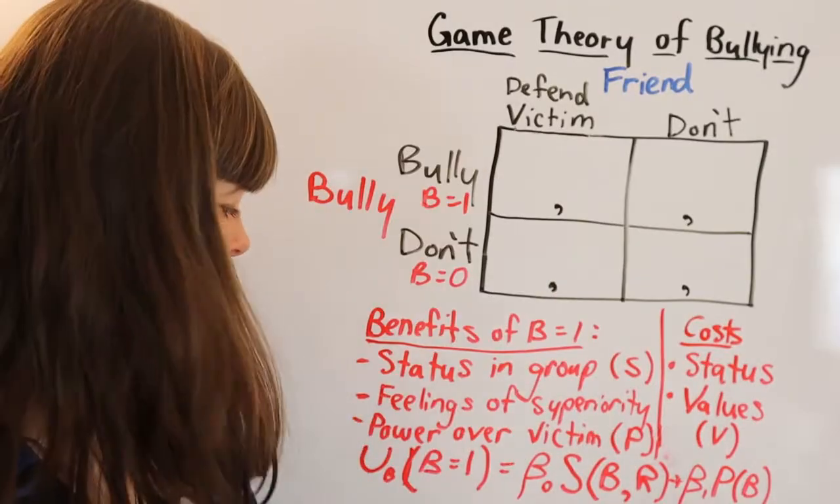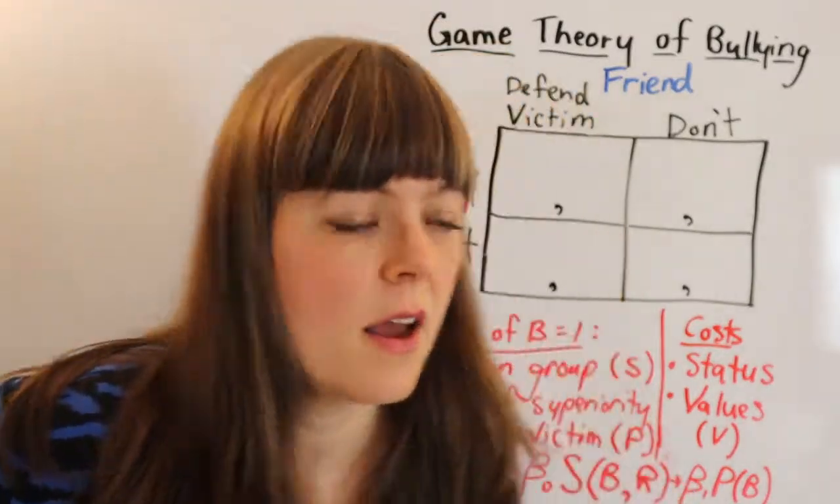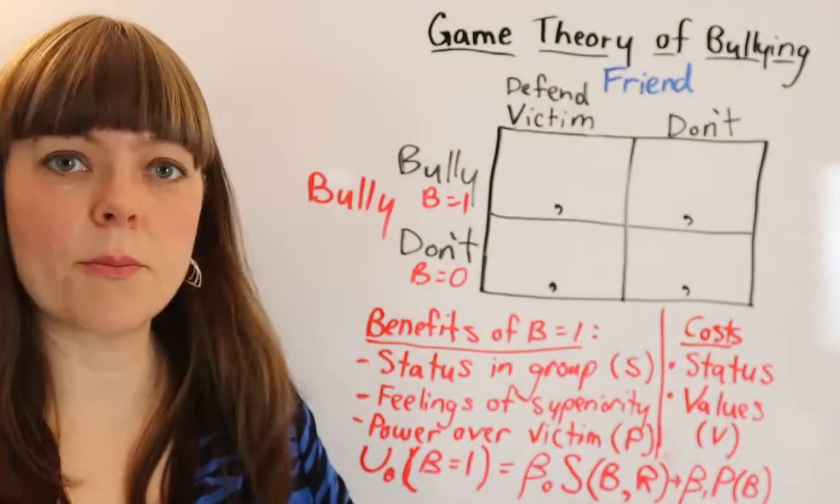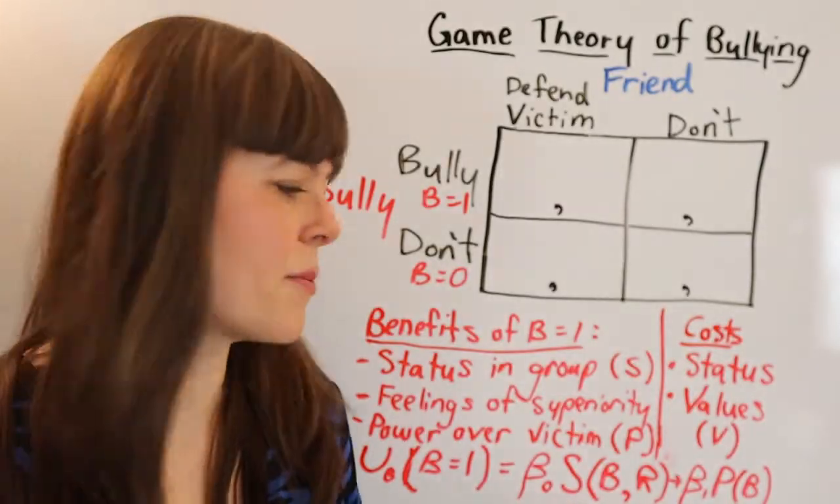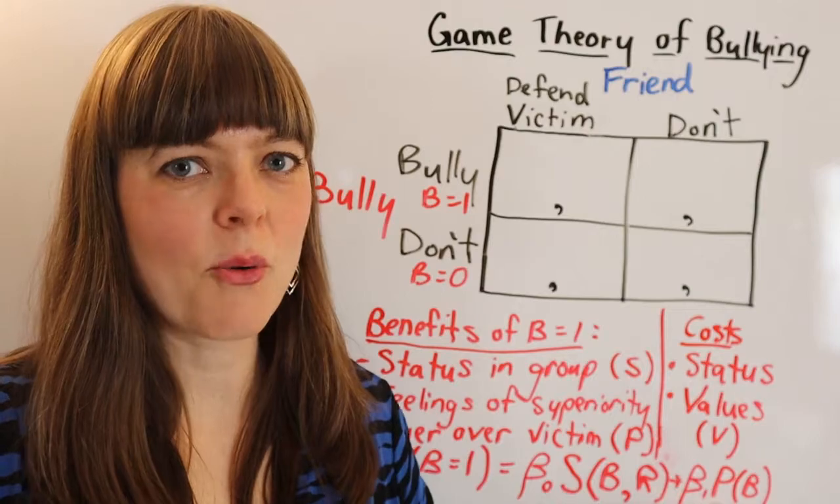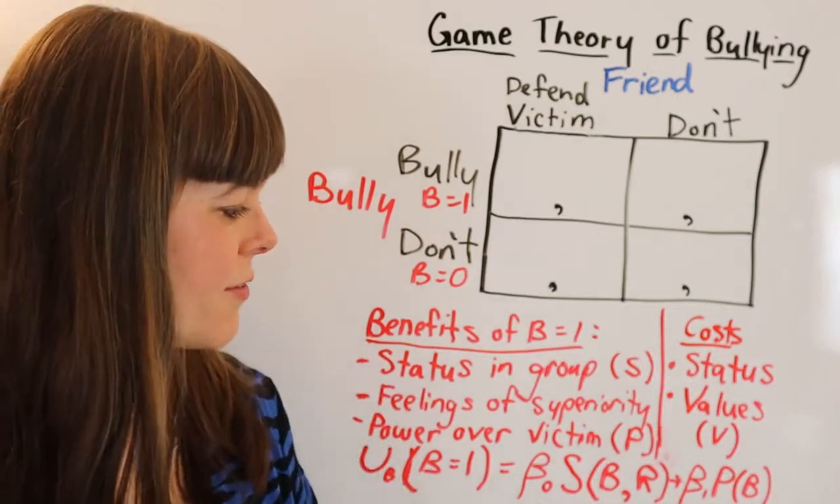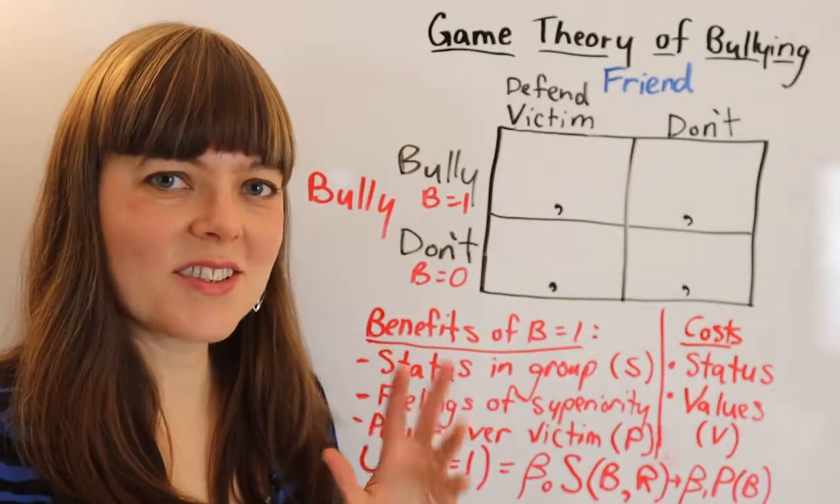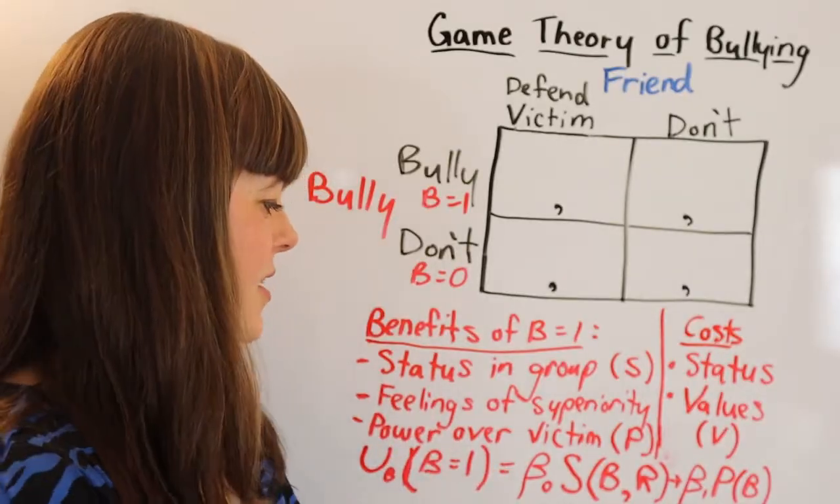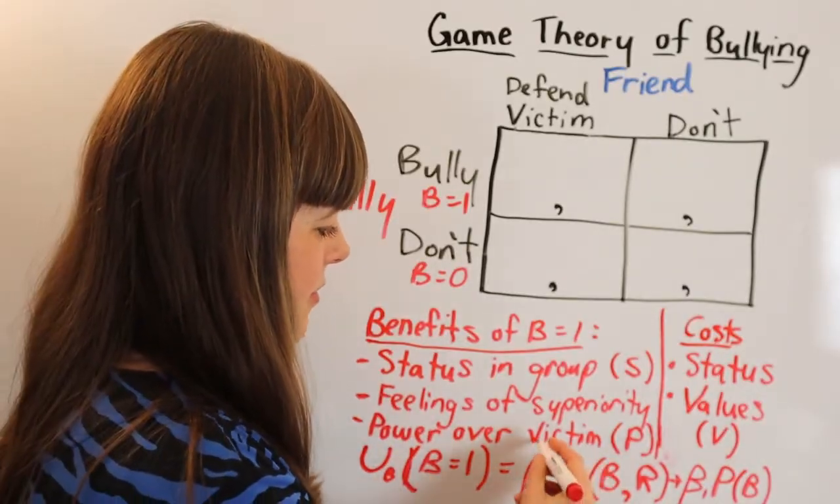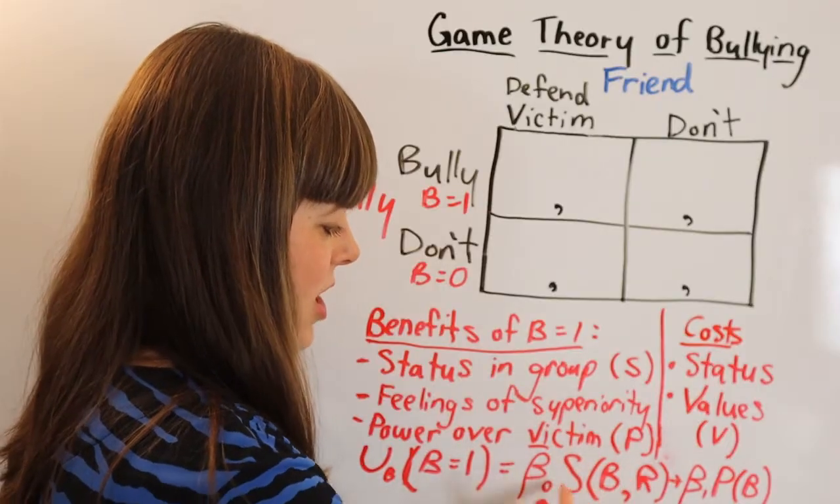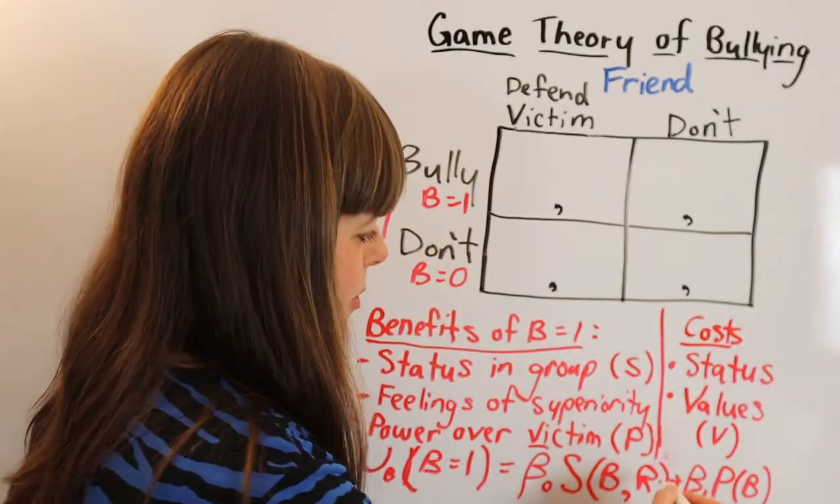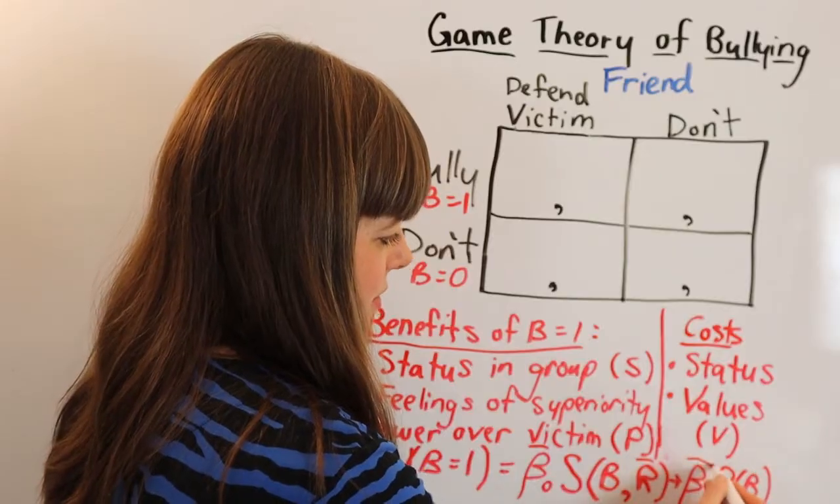Alright, and to just keep things simple, I'm going to go with this objective function, which only has 2 components. It's the status in the group of the bully and their sense of power over the person they're bullying. And both of those, of course, are a function of whether or not they bully. Now you notice there's a few exogenous variables in this model, where exogenous variables are just variables that don't change when our choice variable changes. So we have 3 exogenous variables.